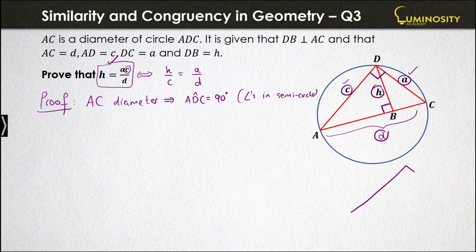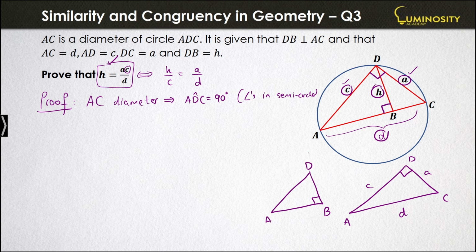So if I pull out that triangle, ADC, that's a right angle. That's D units, that's A units, and that's C units. And then if I look at this triangle here, ADB, there's the right angle at B. Now, AD here is C units, DB is H units. I don't know the length of AB just yet.